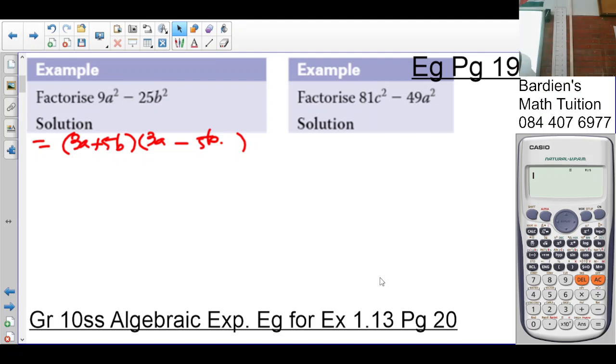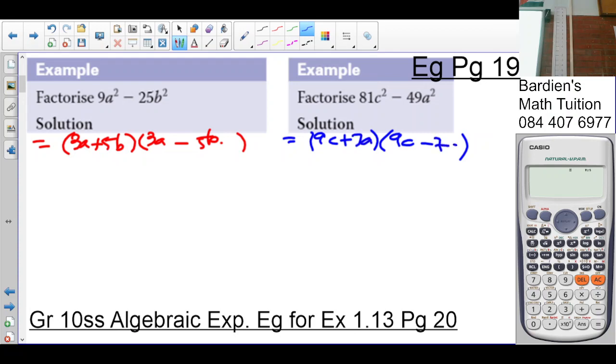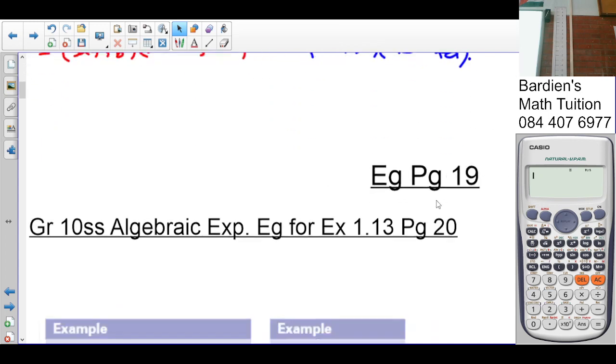Example 4. Again, we've got 81c squared minus 49a squared. The square root of 81c squared is 9c, the square root of 49a squared is 7a. And yes, there's a minus between them. The difference of two squares can apply. So the square root of 81c squared is 9c, one plus and one minus. The square root of 49a squared is 7a. Okay, let's carry on.